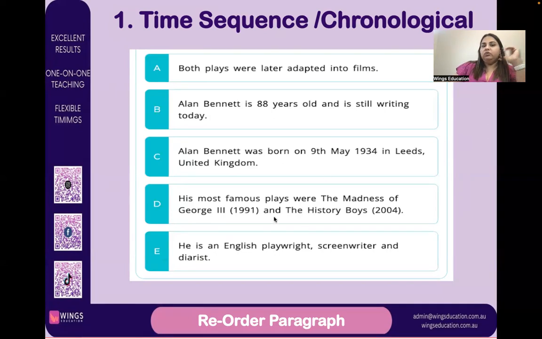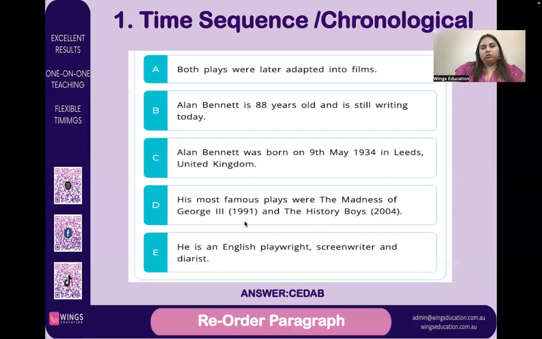Yep, and then he, who is he? We don't know. Alan, yes, we can now guess from Alan. Both plays, which both plays? What two plays? So they're talking about two plays. So you need to find out these two plays. Where are they? If you have a look in sentence number D, you'll find the plays here, Madness and History Boys. So you know that D will come before A because they're talking about these two plays. Yeah. So E has to be adjusted somewhere.